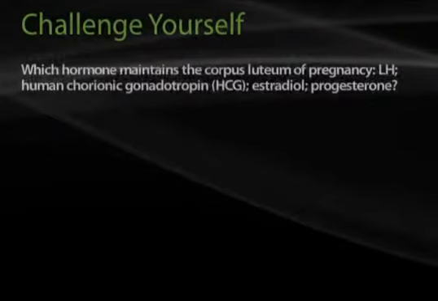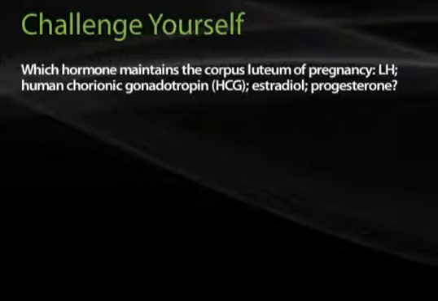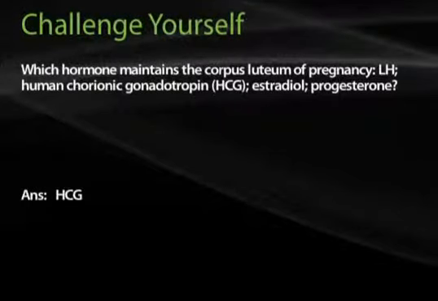Question 4. Which hormone maintains the corpus luteum of pregnancy? Luteinizing hormone, human chorionic gonadotropin, estradiol, or progesterone? The answer is HCG. To review, the trophoblast produces HCG during the first trimester of pregnancy to maintain the corpus luteum, and afterwards, in the second and third trimester, the placenta takes over. So during this time period, it is absolutely essential that HCG be produced. This is also the metabolite that we test for in home pregnancy test kits.